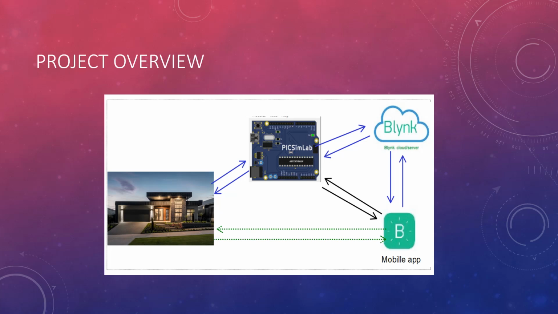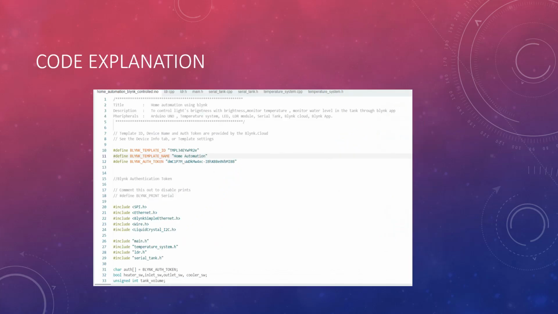Then the project overview. This is basically a diagrammatical representation of how the project looks. Basically, this is Blynk. It contains an IoT Blynk app, a mobile, a Pixim lab, and the home appliances, which I have explained earlier. So this is the code explanation.